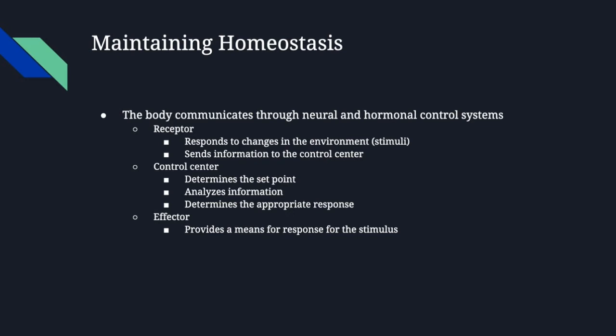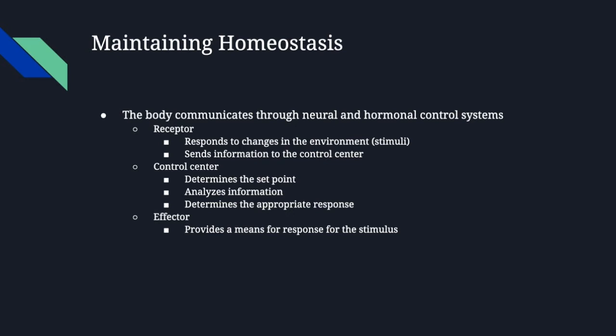So the information needs to go from the receptor to the control center. The control center determines what the set point should be. What the set point means is what the normal conditions are. It needs to analyze the information and then figure out how to respond appropriately to keep you or anyone else alive. And then the effector is going to give a way for the response to happen. So you sweating to cool your body down, or you shivering to warm your body up.